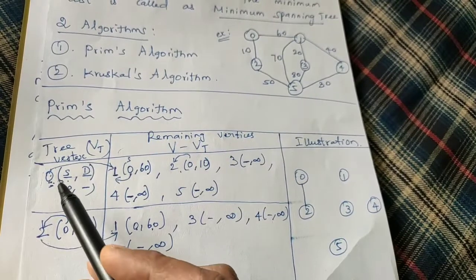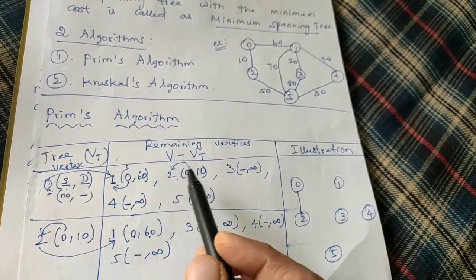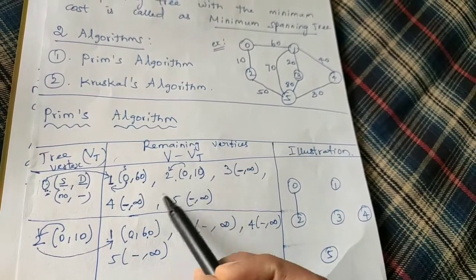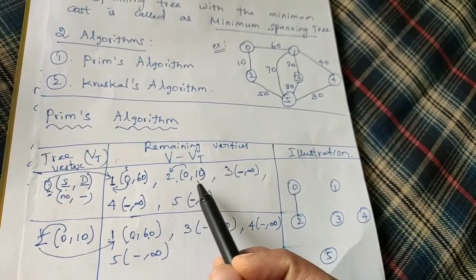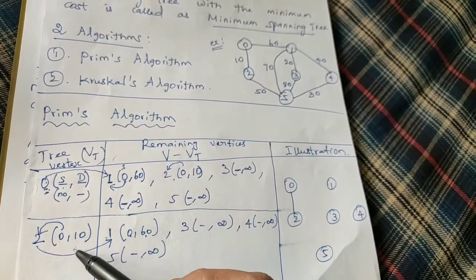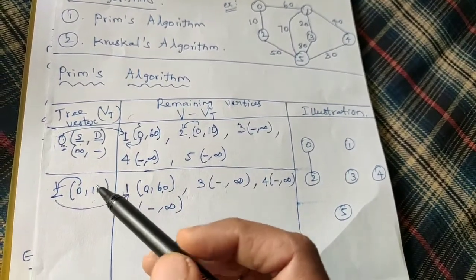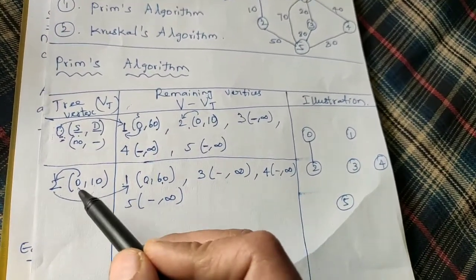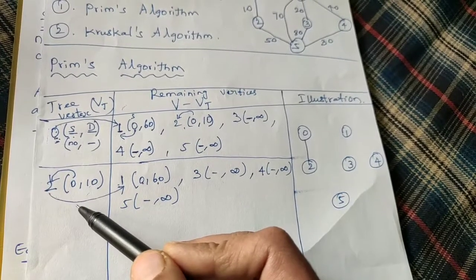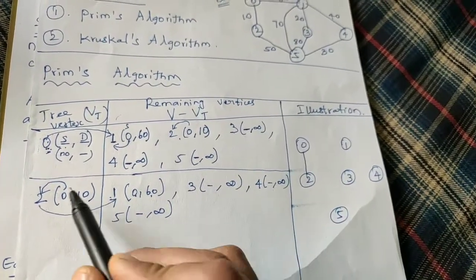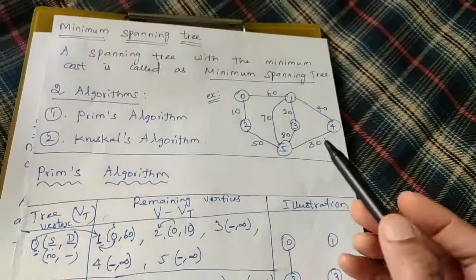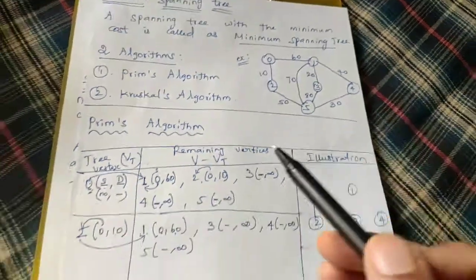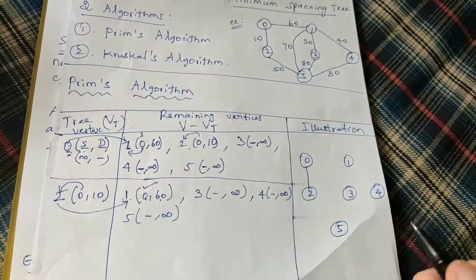See, initially I started visiting all these 5 vertices from 0. I got some distance. Out of this, I found this is the vertex with the minimum value, and I brought it to the tree vertex column. Now I am going to try to visit all these remaining vertices from 2 once again, to see whether I can get a lesser value or not. Now from 2 to 1, I am going to check. Here 2 to 1, is it possible to visit directly? It is not possible to visit directly. So this remains as it is.